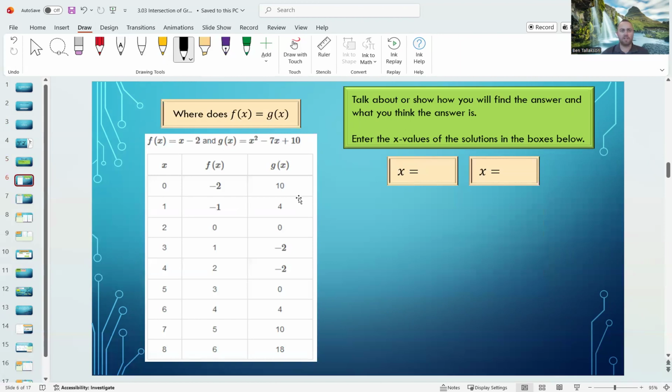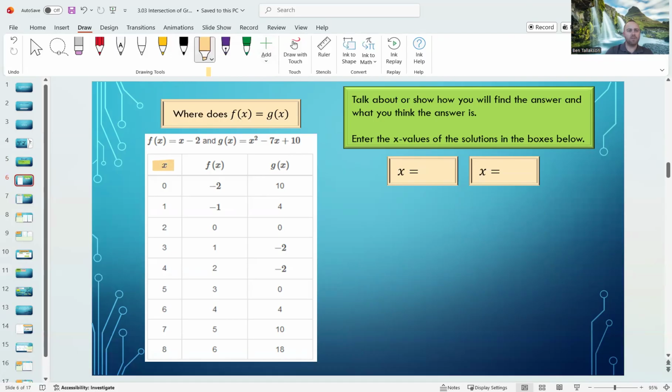So here we're given a table. They're asking us to find where f of x equals g of x. And they're only going to want the x values of the solutions. Can you figure it out? So what's going on here?